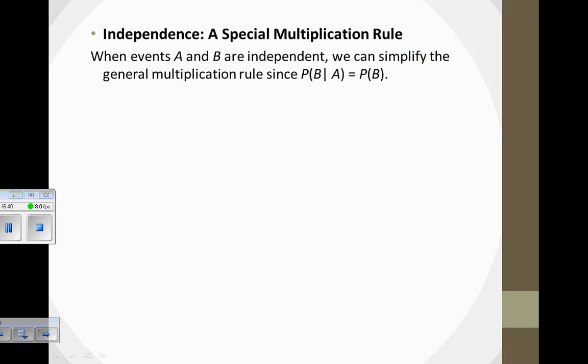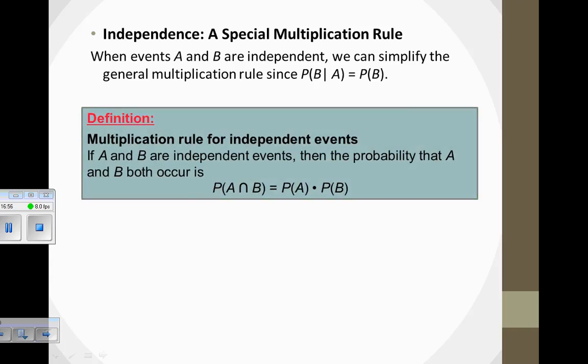All right. Independence, a special multiplication rule. When events A and B are independent, we can simplify the general multiplication rule, since we know the probability of B given A is just the probability of B for independence. So if they're independent, then you can just take the probability of A times the probability of B. Okay.